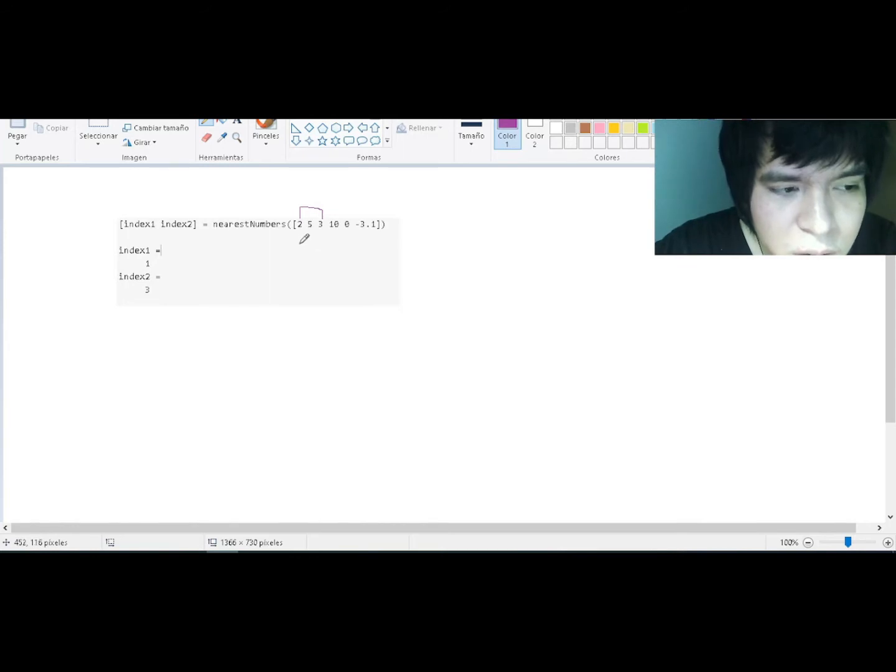Method with all the elements. So what do I mean with that is we have to try to get all the pairs, like 2 and 5, 2 and 3, 2 and 10, 2 and 0, 2 and minus 3.1, and then 5 and 3, 5 and 10, 5 and 0, etc., until you end with the last pair, which is 0 and minus 3.1 in this case.